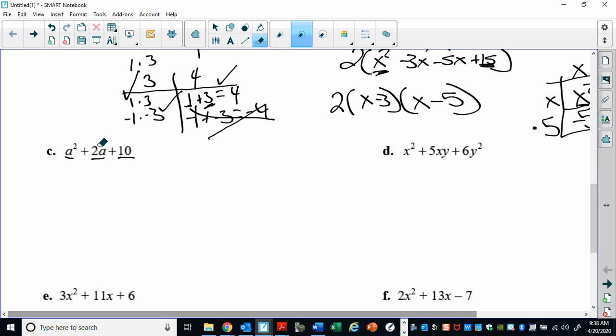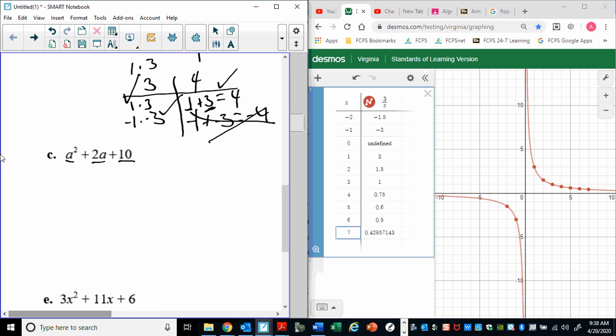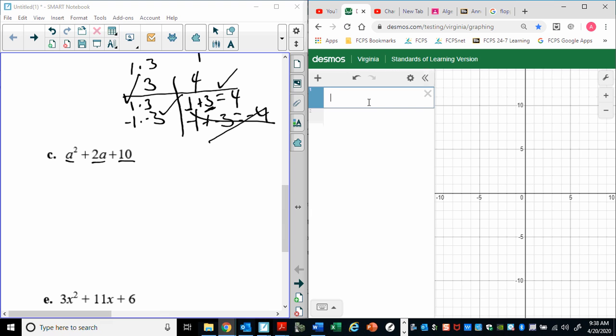We're not going to take out anything from 2 and 10, so there's nothing to factor out here. Remember, how could we figure that out on Desmos? Remember greatest common factors on Desmos? Let's go back and see. We just type in GCF, open parentheses, and put in the numbers 1, comma 2, comma 10. If that equals 1, that means there's no greatest common factor.